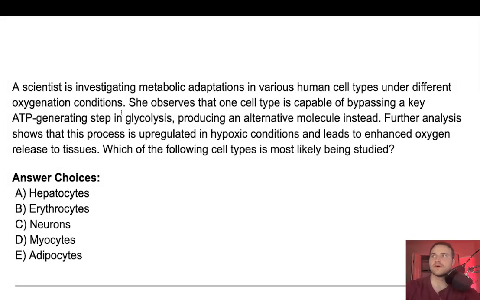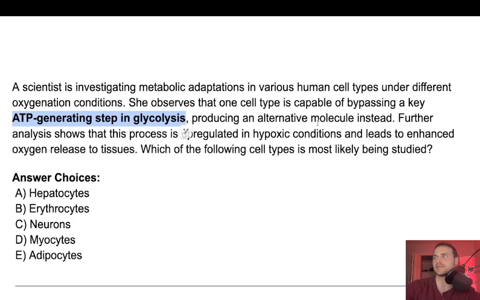Okay, this is a great Step 1 question about glycolysis and glucose and all that good stuff. A scientist is investigating metabolic adaptations of various human cell types under different oxygenation conditions. There's one cell type that's capable of bypassing the ATP-generating step in glycolysis, producing an alternative molecule instead. Further analysis shows that this process is upregulated by hypoxic conditions.